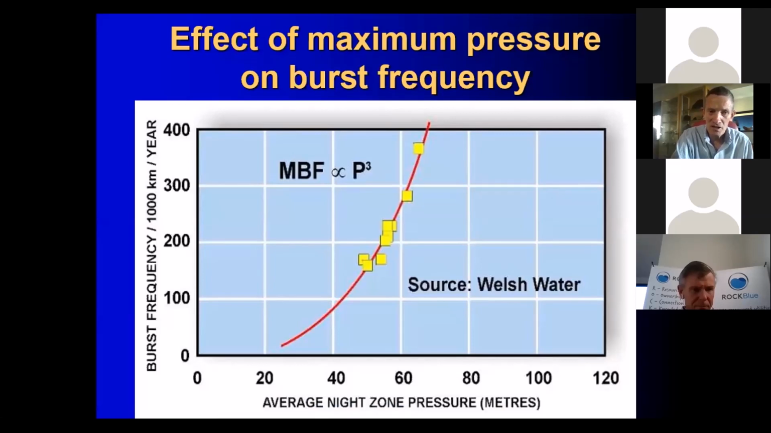So by reducing the maximum pressure, that's your nighttime pressure, by 50%, you drop it from 100 to 50, you can reduce the number of leaks in your system by a factor of 8. So that's the impact of pressure management on new burst pipes.